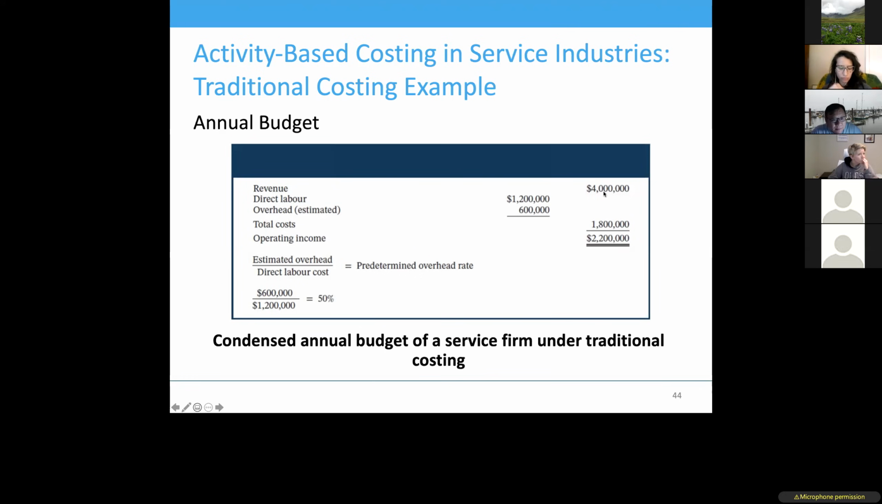So we have revenue of 4 million, direct labor of 1.2 million, and the predetermined overhead rate is 50% of the direct labor cost. Direct labor is 1.2 million, the overhead rate is 50% of the direct labor, so therefore 1.2 million times 50% is 600,000. Okay, there's no direct materials. Why is there no direct materials here? Anyone know?